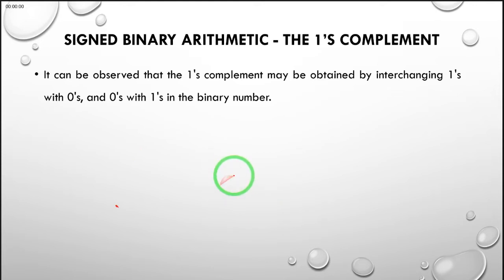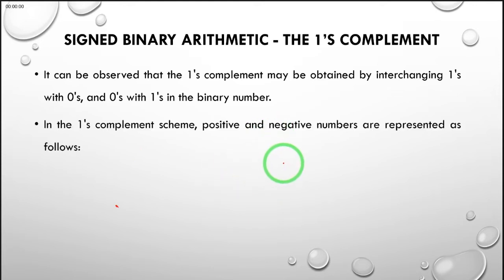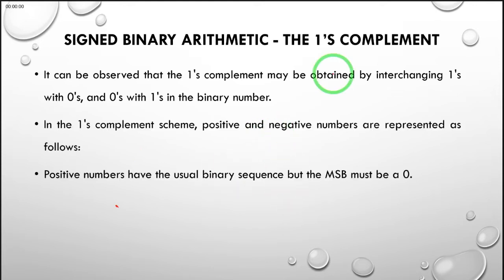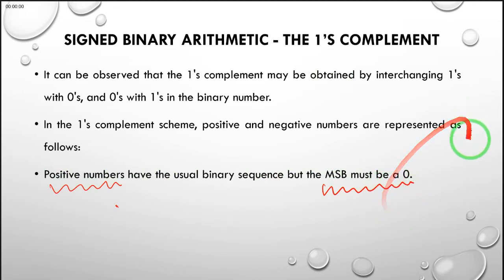In the 1's complement, positive and negative numbers are represented as follows. We normally use the 1's complement to represent negative numbers, and the positive numbers do not change in the 1's complement scheme, but the only thing we make sure we add is that the most significant bit must be a 0.